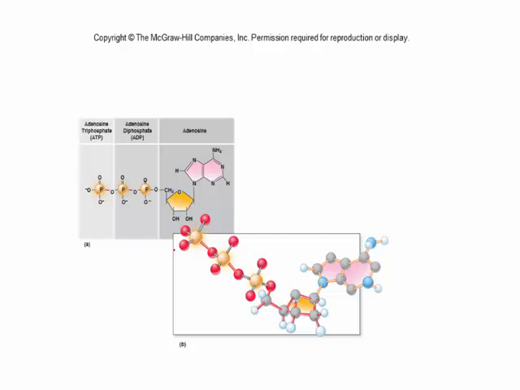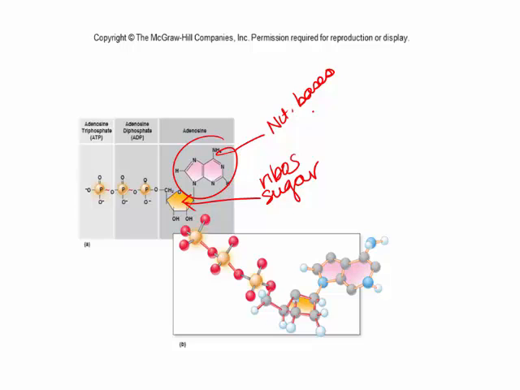Let's look a little bit more closely at our ATP molecule. Adenosine, this is a sugar, specifically it's a ribose sugar. And this is one of our nitrogenous bases. Specifically, it is an adenine nitrogenous base. So an adenine and a ribose sugar are what help make the adenosine part.